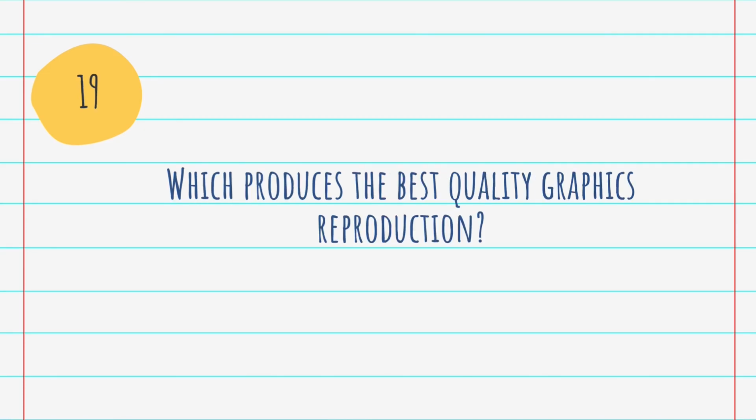Question number 19. Which produces the best quality graphics reproduction? Answer is Plotter. Plotter produces the best quality graphics reproduction. Actually, it is a computer printer for printing vector graphics, and instead of printing dots on the paper, a plotter draws continuous lines. This makes a plotter ideal for printing architecture blueprints and other CAD drawings.